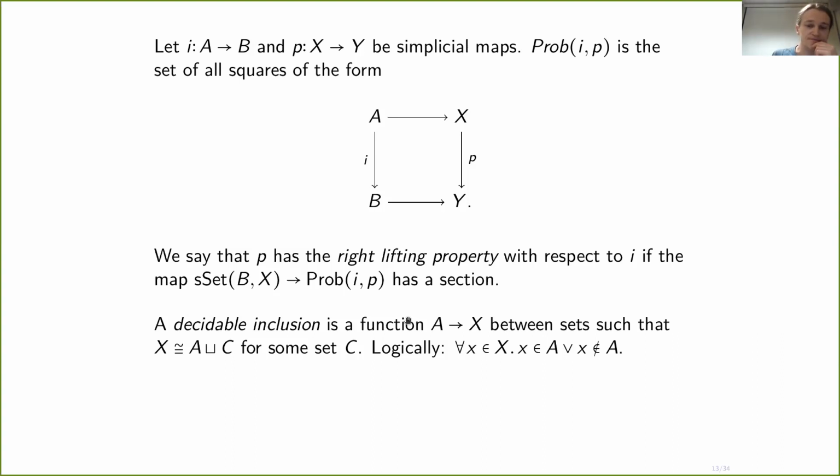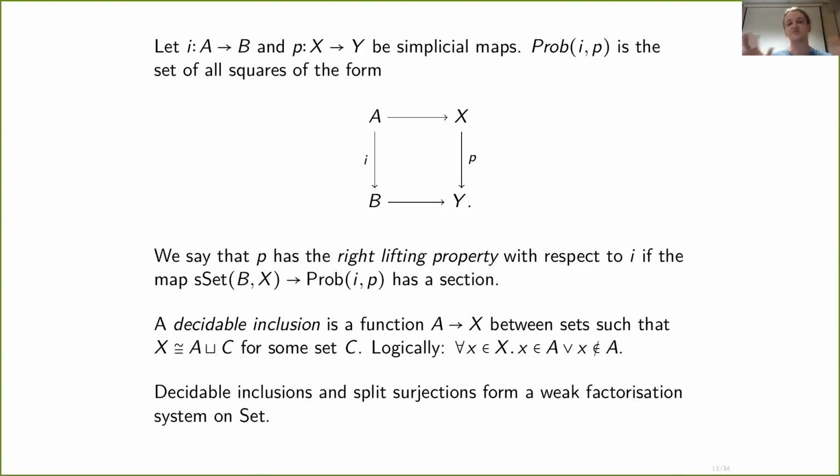And a notion that's going to underlie everything here, that somehow complements what I have just said about sections, is a notion of a decidable inclusion. And that's a function between sets which has a complement. So such that there is some other set C, the complement of A, so that X is the coproduct of A and C, a disjoint union of A and C. So logically speaking, we are saying that the proposition X belongs to A is decidable. The excluded middle holds for this particular proposition.